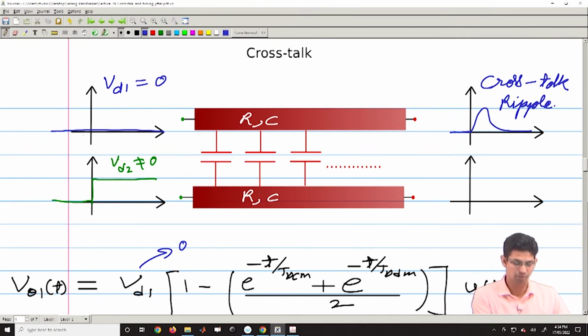What this means is, if I am not giving any input to this first interconnect, and if I am giving a clock on the second interconnect, I can generate these type of ripples at the output of the first interconnect if there is this coupling.